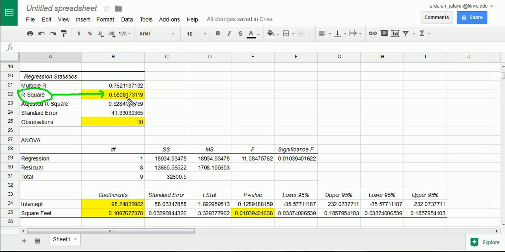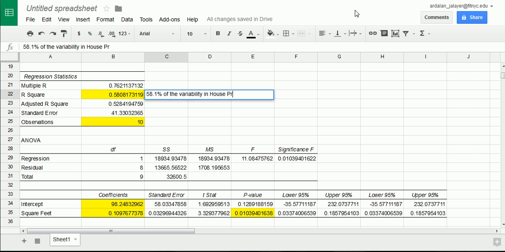If we round it to about 3 decimal places and convert it to a percentage, we can interpret what this means. So we've talked about this in general. Let's apply it. So 0.581 to 3 decimal places and then convert it to a percentage becomes 58.1% of the variability in house price is explained by our simple linear regression equation.